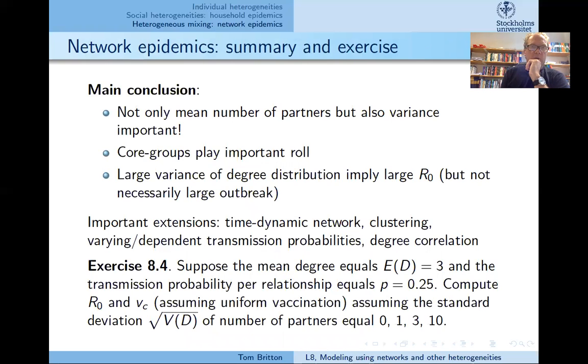So what are the conclusions from this illustration? Well, the main conclusion I would say is that not only the mean number of partners is important, but also the variance is important for determining R0. And as a consequence, core groups, meaning individuals with high degrees, play an important role. And a large variance in the degree distribution implies a large R0. However, it does not necessarily imply that the outbreak will be large. I will come back to that later.